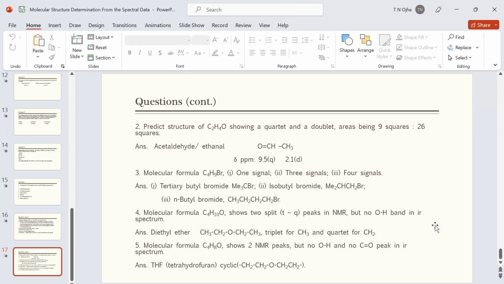So what I mean to say is, first you note down the number of signals, then their positions, then splittings, whether doublet, triplet, quartet, quintet, etc., or singlet, unsplit. All these features, all this information helps you analyze the spectrum and arrive at the structure of the molecule.